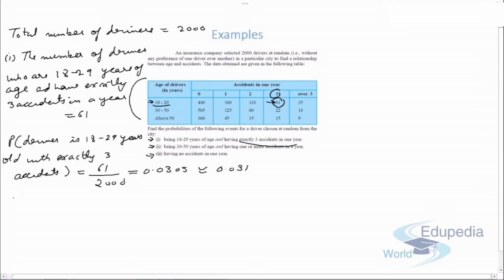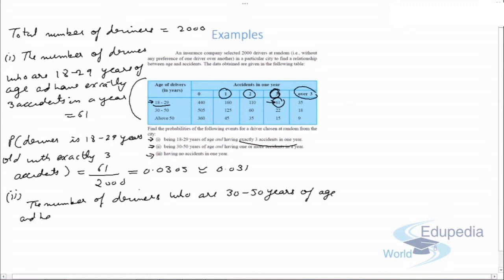Let's move on to the next part. The second part says being 30 to 50 years of age and having 1 or more accidents in a year, right? So it should be 1 or more accidents. This means this must be included, this must be included, this must be included, and this must be included. 1 and more. That's the beauty, that's the definition of probability. Now first of all, we need to find the number of drivers who are 30 to 50 years of age and having one or more accidents in a year.